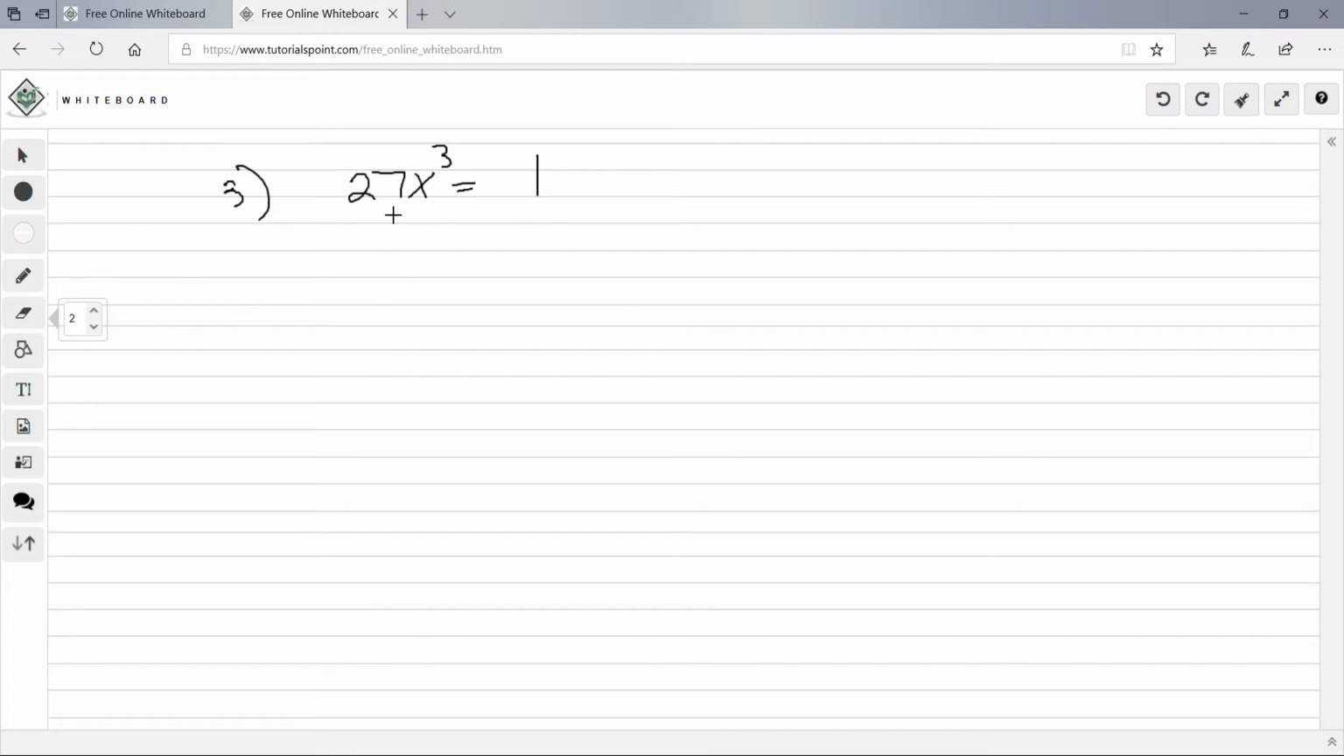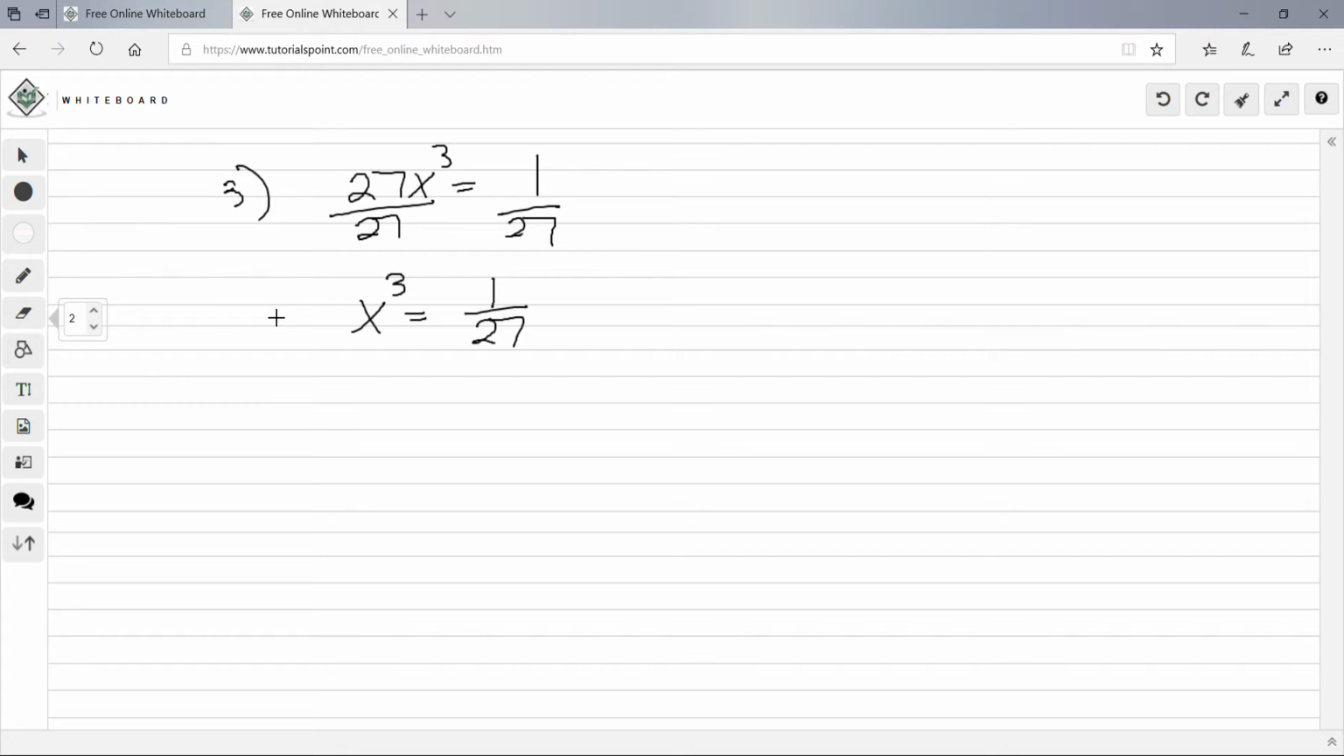The reason why I'm not subtracting 27 is because that will cancel the x, because it's like saying 27 times x cubed. So what's the opposite of multiplication? Division. So that's why I'm dividing everything by 27. So you're left with x cubed equals 1 over 27.